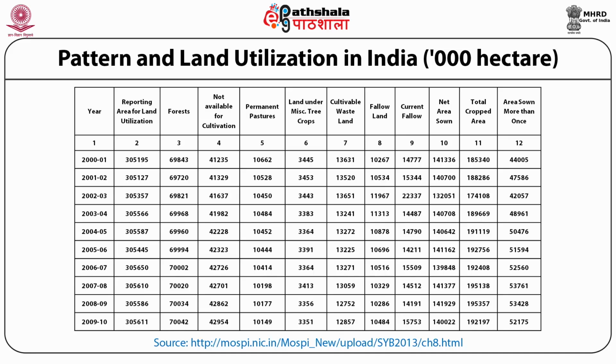And the data which have been included in this table relates to reporting area for land utilization, the land which is covered under forests, the land which is not available for cultivation, then land which is occupied in the form of permanent pastures, the land under miscellaneous tree crops, cultivable wasteland, fallow lands, current fallow, net area sown, total cropped area, and lastly, the area sown more than once.